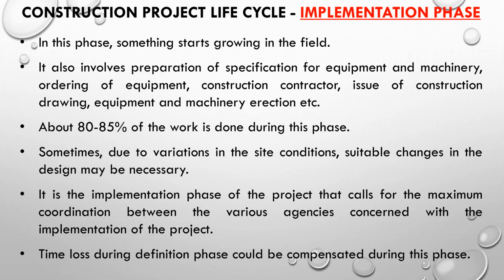The fourth phase in the life cycle of a construction project is the implementation phase. In the implementation phase, something starts growing in the field. It also involves preparation of specifications for equipment and machinery, ordering of equipment, construction contractor, issue of construction drawings, equipment and machinery erection, etc. About 80 to 85% of the work is done during this phase.